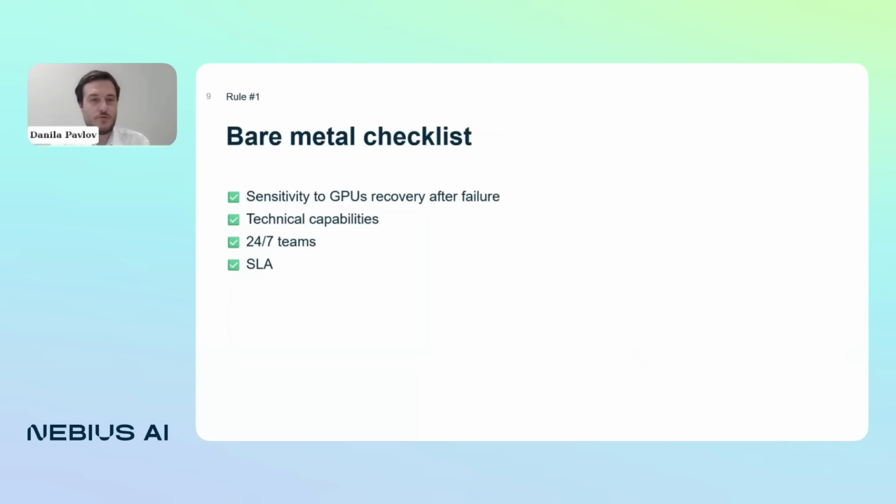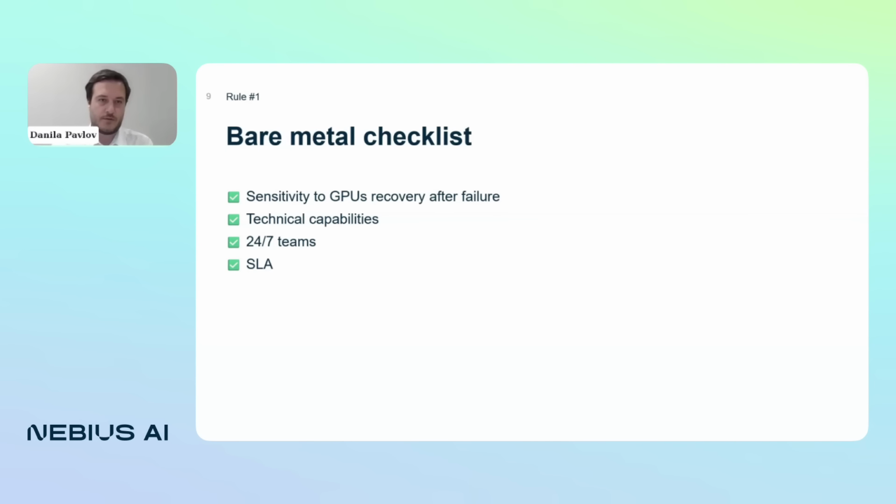So in order for you to understand what your choice is, bare metal or cloud, I provided you with a checklist. This is like a basic checklist of what you should consider in order to understand whether bare metal is for you. First of all, it's the sensitivity to GPU recovery after failure. Well, I'm not saying that bare metal usually fails, but there is such a possibility. And usually bare metal providers are quite slow in recovering the GPU because they are not as flexible as cloud providers.